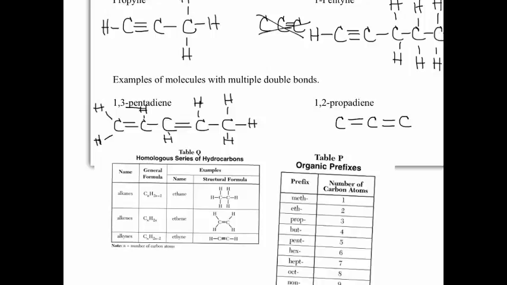And now I need to make my total of 4 bonds. The middle one already has 4, and the end now has 4. Just double check. 1, 2, 3, 4. 1, 2, 3, 4. 1, 2, 3, 4. And that's as complicated as hydrocarbons are going to get right now.